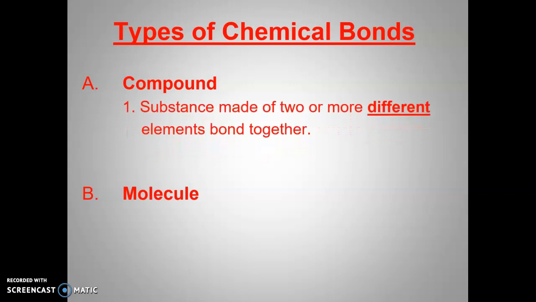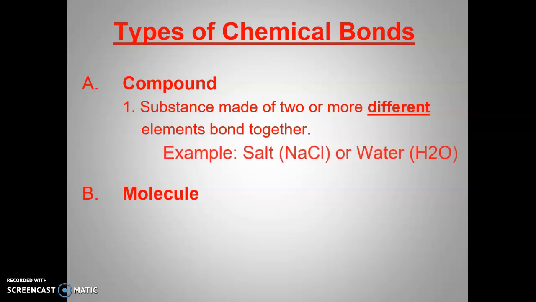A compound is going to refer to a substance that is made of at least two or more different elements that are bound together. So regardless of what type of bond holds these elements together, if you have at least two different elements bound together, it's going to be called a compound. So two examples would be salt, sodium chloride, and water, H2O.